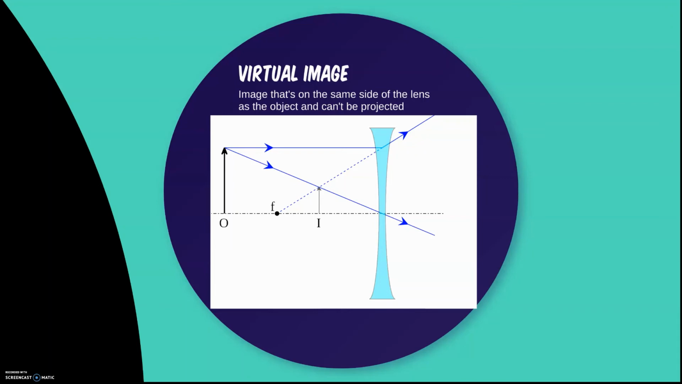So the next ray continues through the center of the lens in a diagonal direction and leaves. But we have to note that none of the light rays ever cross each other. But our eyes interpret the rays to be crossing each other in front of the lens, which is why we can see a virtual image, but we cannot project it. This image also appears smaller than the actual object itself.